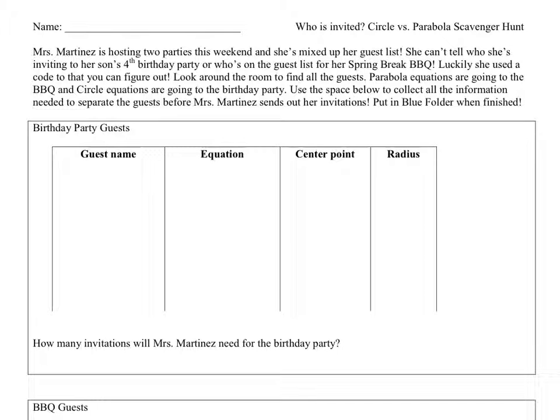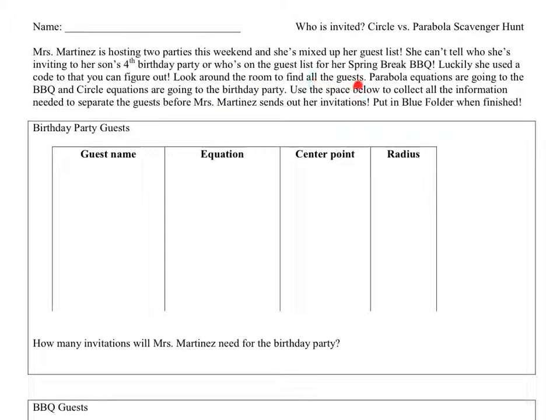Okay, go ahead and turn the paper over, and I'm going to be reading this to you, and then we'll talk about the directions. So here we go. It starts off by saying that Mrs. Martinez, that's me, is hosting 2 parties this weekend, and she's mixed up her guest list. Oh no. She can't tell who she's inviting to her son's 4th birthday party, or who's on the guest list for her spring break barbecue. Luckily, she used a code that's supposed to say so that you can figure it out. Wow, Ms. Martinez is not an English teacher. Okay, just go with it.